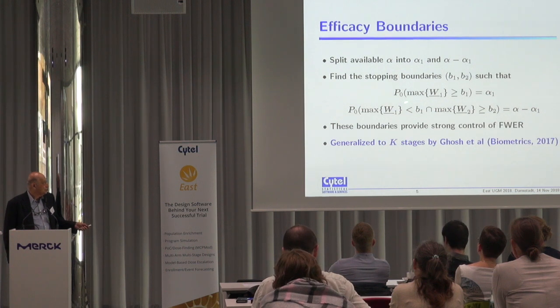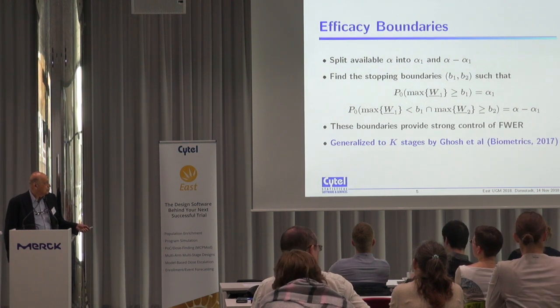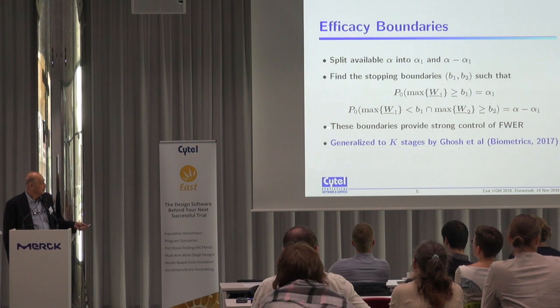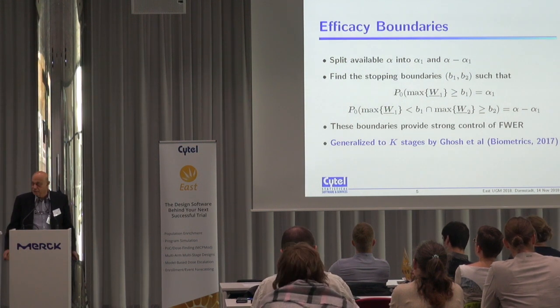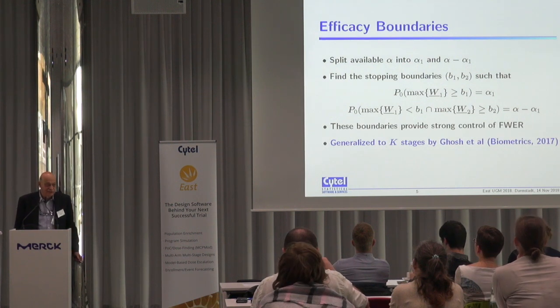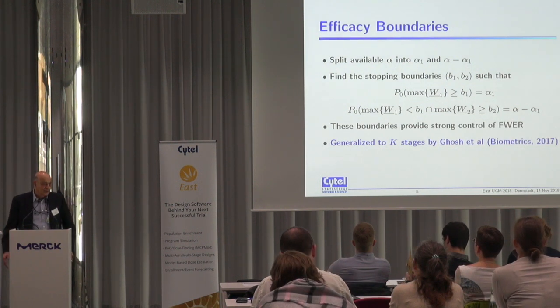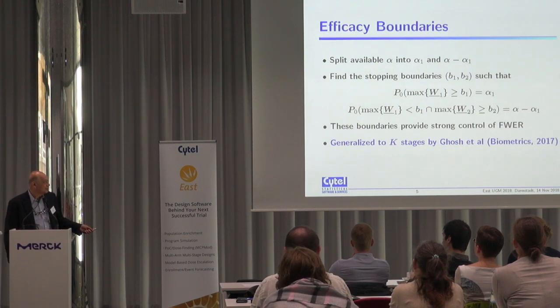And then once you have gotten B1, you can find B2 by saying, well, now I want the probability of remaining within the continuation region at the first stage, and then going into the rejection region at the second stage to be alpha minus alpha 1, and so I can find B2.